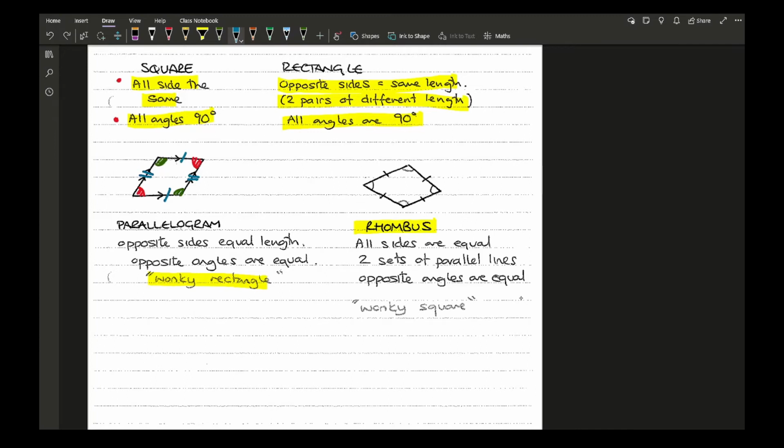And so all the sides are the same lengths, but again, opposite angles are the same. So this angle here is going to be the same as that angle there, and this angle here is going to be the same as this angle here. So the main difference between a rhombus and a parallelogram is the fact that in a rhombus the sides are equal lengths, whereas in a parallelogram they're a bit different. So again, you want to kind of look at a rhombus as like a wonky square.